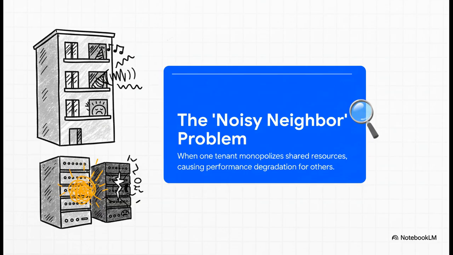Think about it like this. You're living in an apartment building with paper-thin walls. Now, you can be as quiet as a mouse, but if your neighbor decides to throw a massive party at 3 a.m., guess what? Your peace is shattered. That's exactly what the noisy neighbor problem is in web hosting. One website's crazy activity can slow down everyone else sharing that same server.